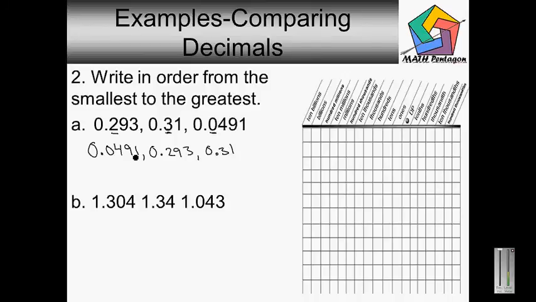As you can see, the order is going from smallest to greatest. The 0 here is in the tens place, the 2 here is the tens place, and the 3 here is in the tens place. So 0, 2, 3. So you can see how the order is going from smallest to greatest.